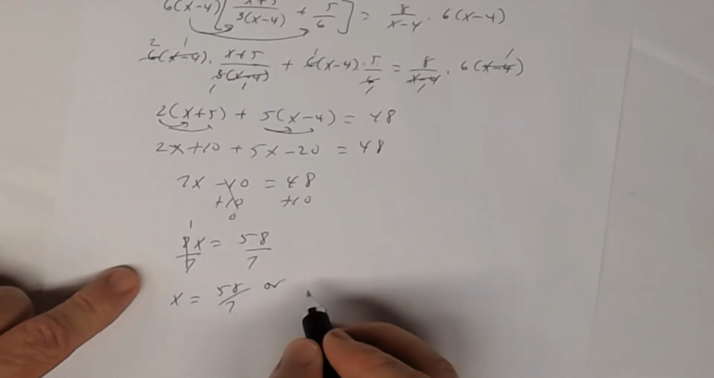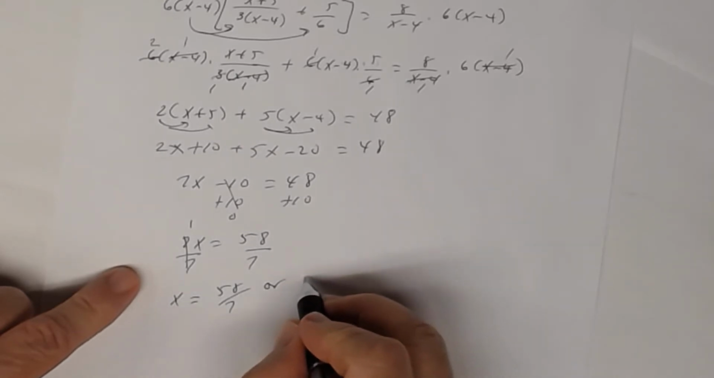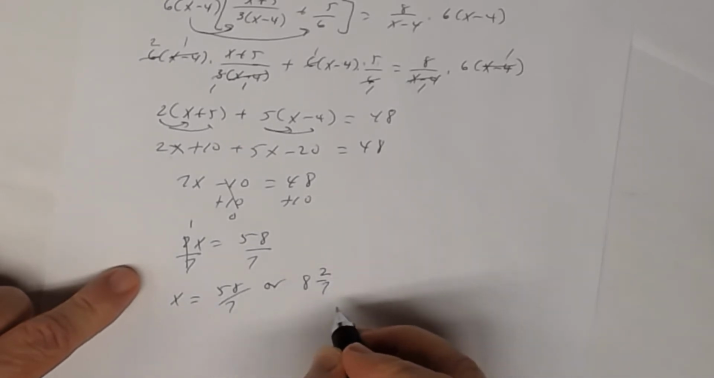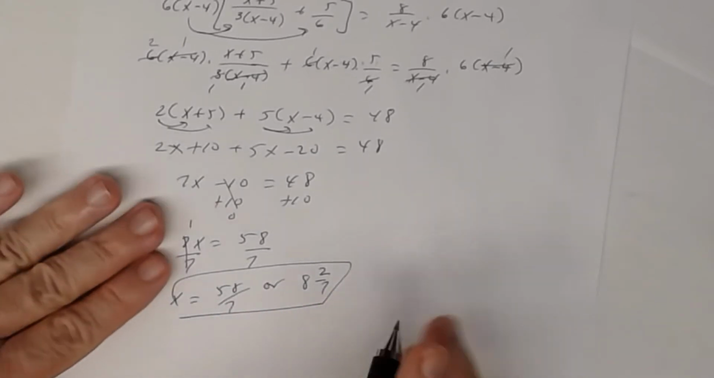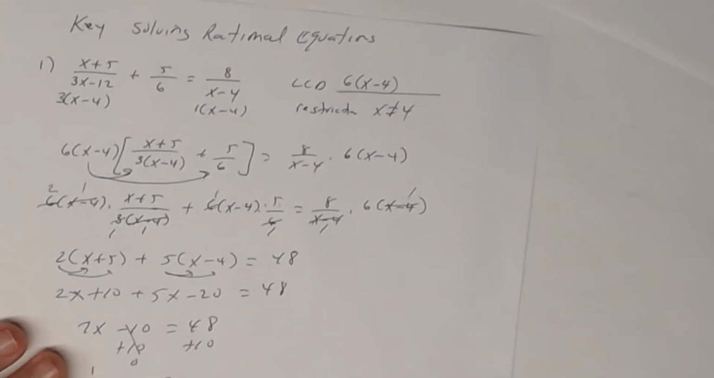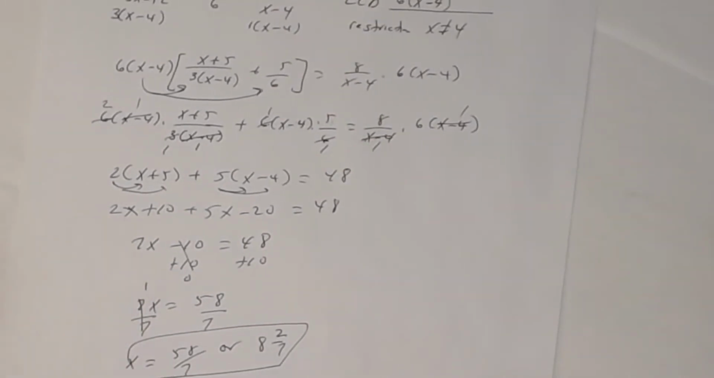Now if I want to write this as a mixed number, I can. As a mixed number, that is 8 and 2 sevenths. And then 58 sevenths or 8 and 2 sevenths is not a restriction. So that was number one. Okay, that's all you do.